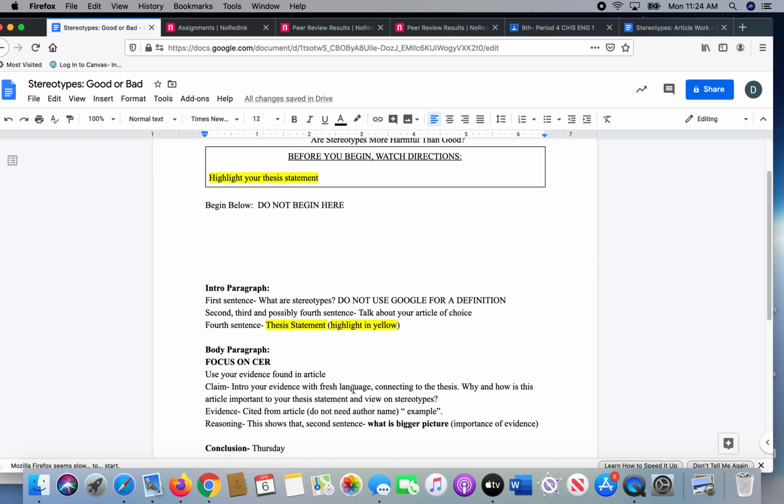Why are we talking about the article? Why are you talking about the article? And why is it important to your view on stereotypes? You're going to cite the article. So all I want you to do is do proper quotations. You do not need to put open parentheses in the author or a page number, so don't do that. And after you cite it, just put a period.